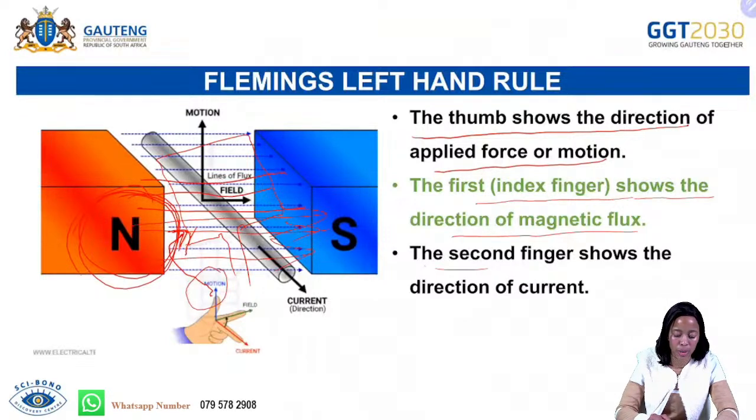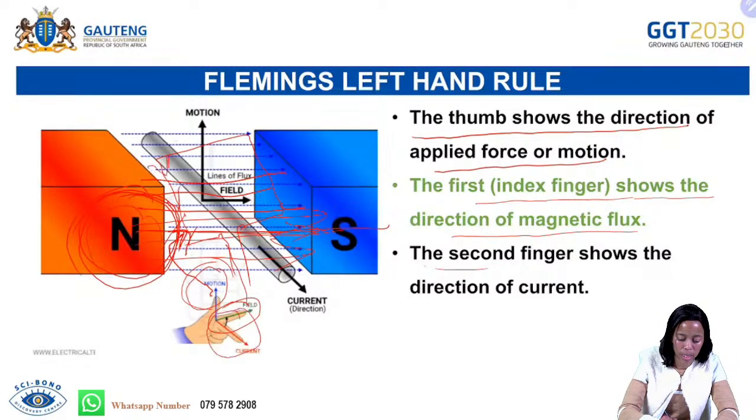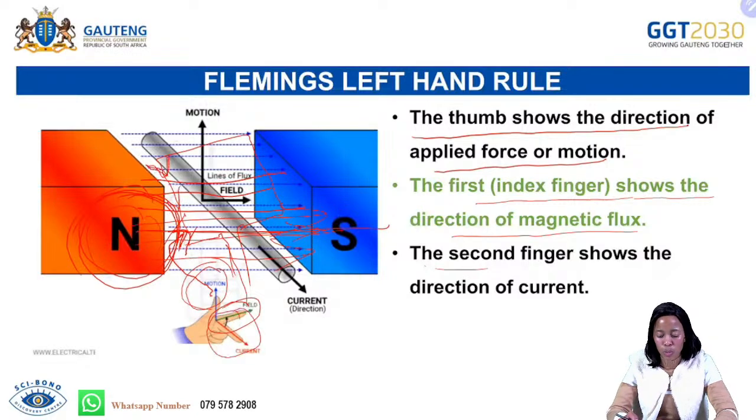So again, if you push the wire up and you are going to point the first finger from the north to the south pole, this finger here would therefore indicate the direction of the current. So it therefore means that the current will be flowing towards you in this case.